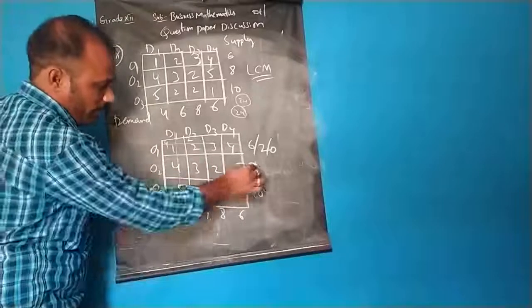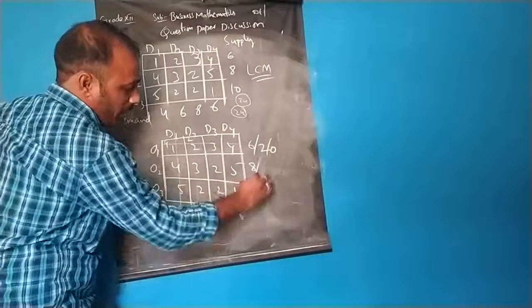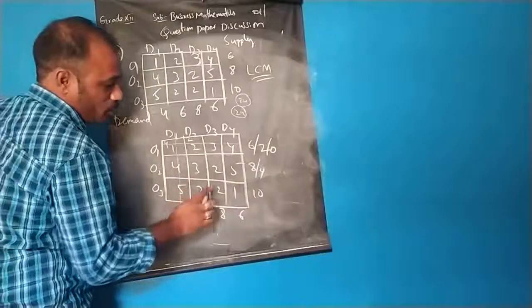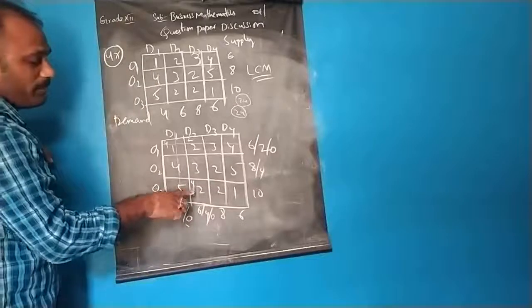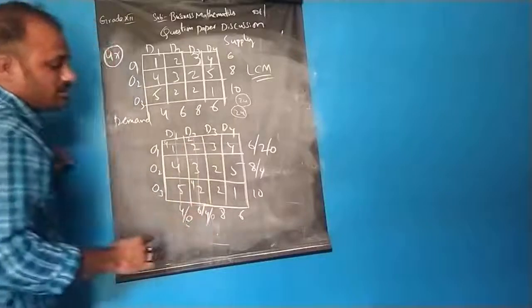Between 4 and 8, what is the smallest number here? 4. 4 minus 4 is 0, 8 minus 4 is 4. Among these two, what is the smallest number here? 2. 2 is the smallest number. What number have we subtracted? 4. We have to mark 4 here. After getting 0 here, this total column is eliminated.